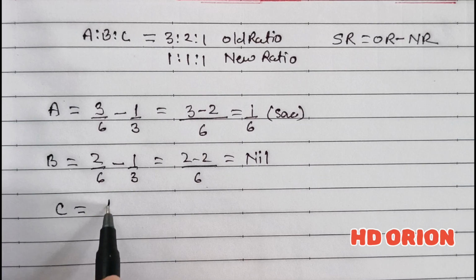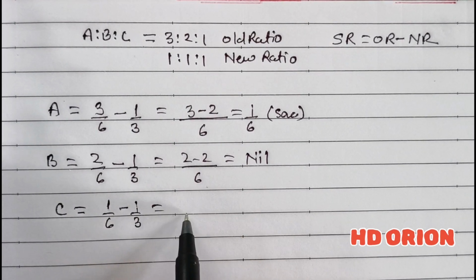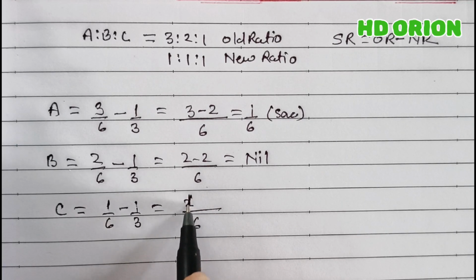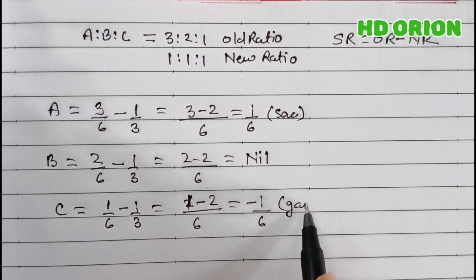See, for partner C, old ratio is 1/6 minus new ratio 1/3. LCM is 6. It is 1 minus 2. That is equal to minus 1/6. So it is in minus, so it is a gain.